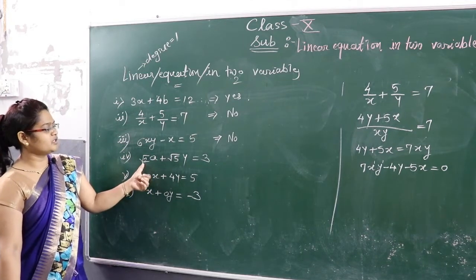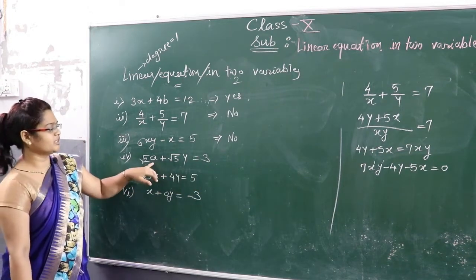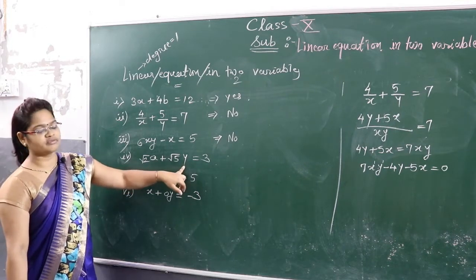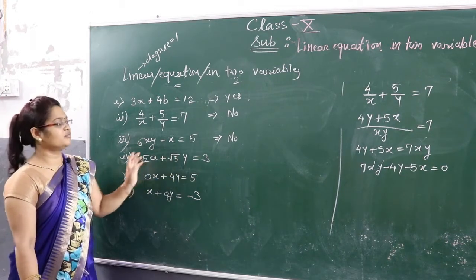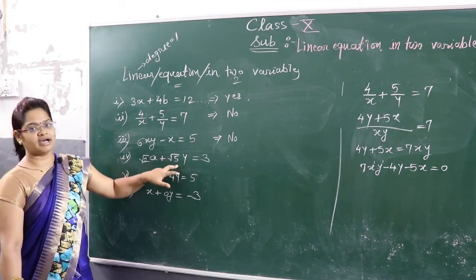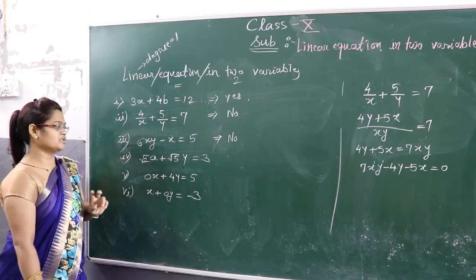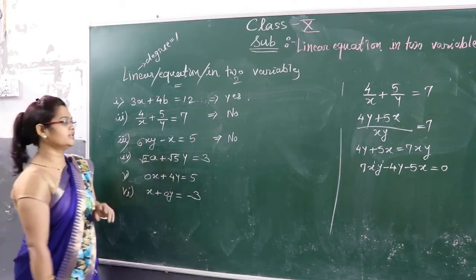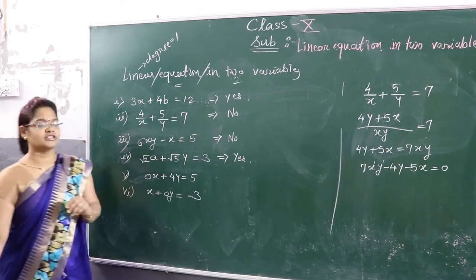Now see the fourth example, root 2a plus root 5y equals 3. Here two different variables are given. The first one is a and the second one is y. Here the degree of each variable is 1, but the coefficients are root 2 and root 5. You may be confused in this case, but don't be confused, because root 2 and root 5 are irrational numbers, and we know that irrational numbers are also in the category of real numbers. So it follows the definition of the linear equation in two variables. That's why it is a linear equation in two variables.